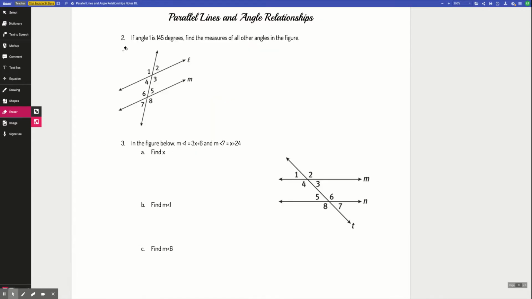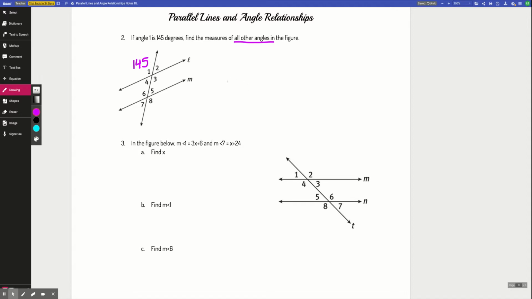Let's take a look at number 2 right here. This is a common type of problem where they give you exactly one angle in the figure, and then they ask you to figure out the measures of all of the other angles in the figure. I know that angle 1 is 145 degrees.